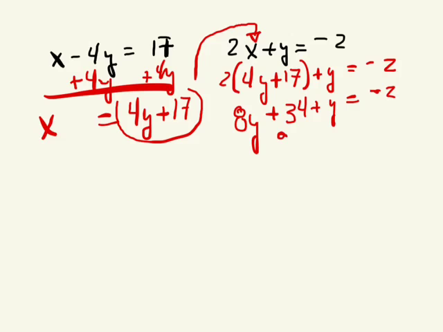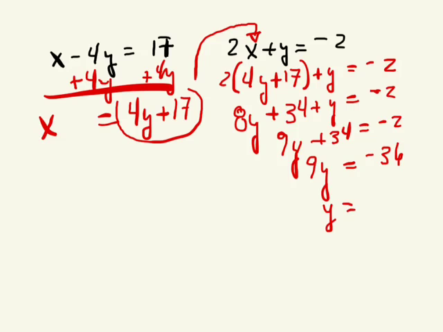So I got 9 y's plus 34 equals negative 2. I'm going to subtract 34, so 9y equals negative 36. I'm going to divide by 9, so y equals negative 4. I just found half this answer. I found y to be negative 4.